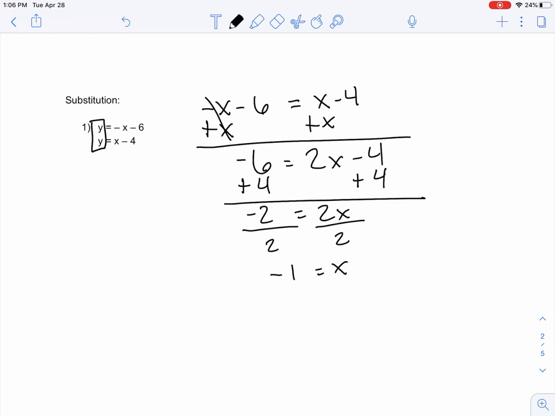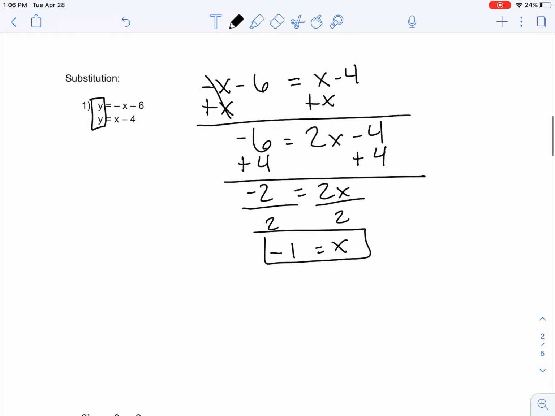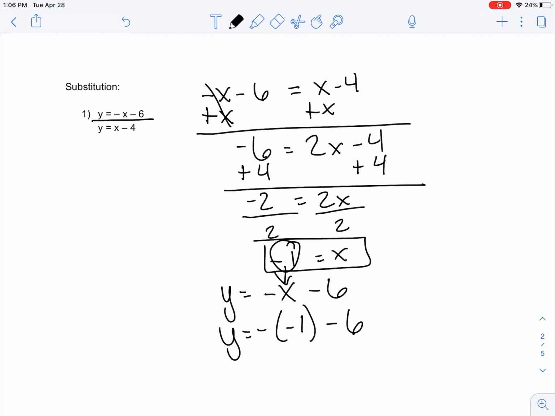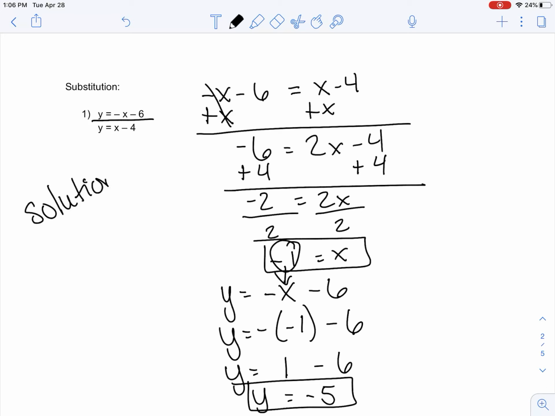Negative 1 equals x. And then from there, we substitute that negative 1 into either of our original equations and solve for y. I always just use the first one. So y equals negative x minus 6. Going to substitute negative 1 in. Y equals negative times negative 1 minus 6. A negative times a negative is a positive 1 minus 6, meaning y equals negative 5. So my solution is negative 1, negative 5.